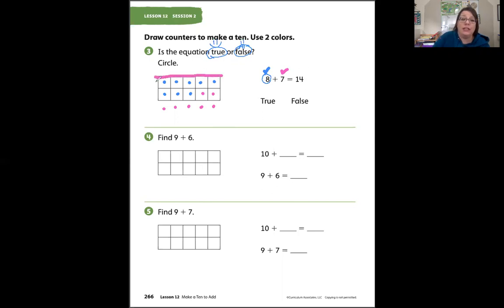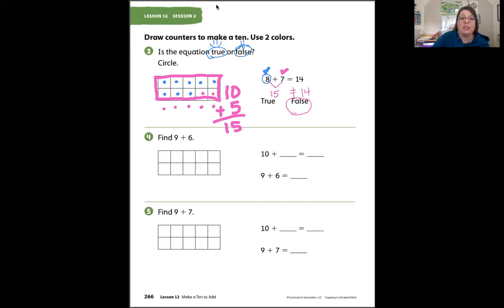What do we have inside of this box? Right? We have a group of 10. And how many ones do we have underneath? Right, we have 5 ones. 10 plus 5 equals 15. Is this a true statement? No, it is not. 8 plus 7 is 15, and 15 is not equal to 14. It is not equal. So I am going to circle false.